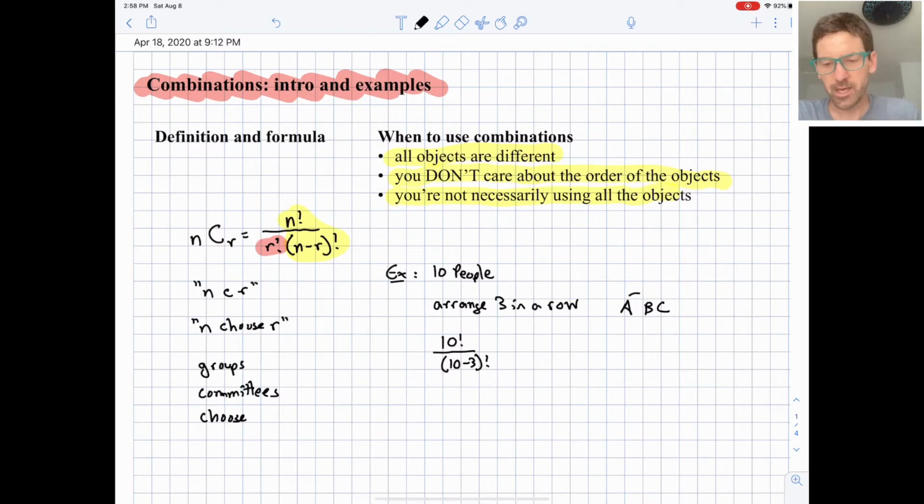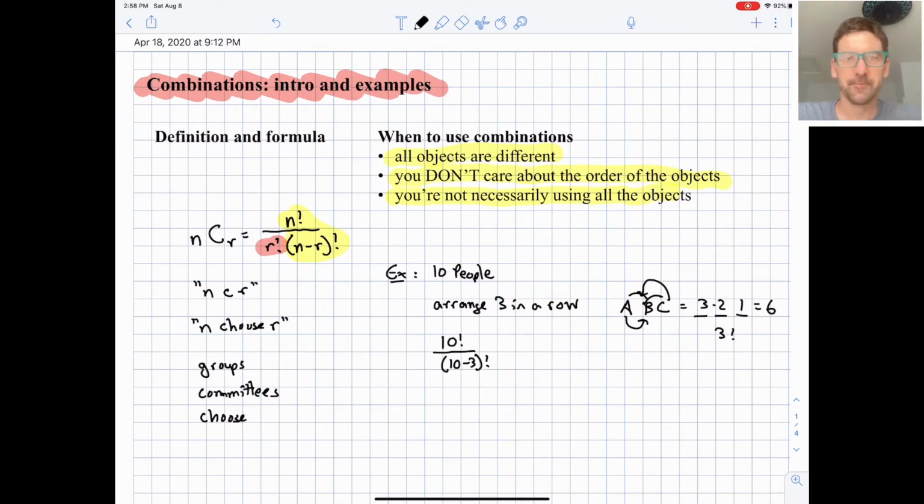So in other words, how many ways are there of rearranging A, B, and C? Okay, I'm trying to use some arrows here to show that we're mixing A, B, and C up. Well, you can think about slots. How many ways could we arrange those people? 3 times 2 times 1 is 6. That's 3 factorial, right? So the permutations calculation here counts all of those 3 factorial ways for each group of 3 as separate ways.